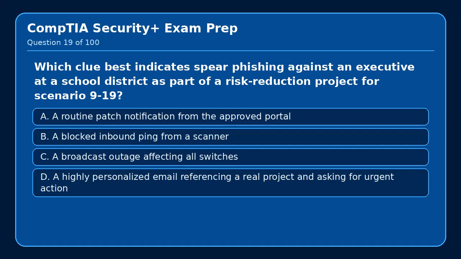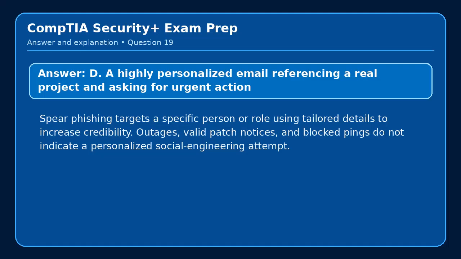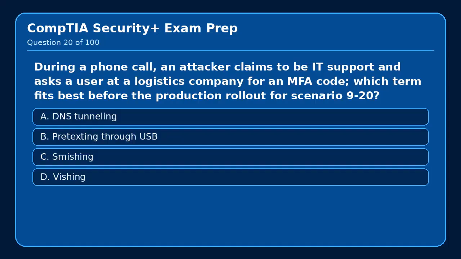Question 20. During a phone call, an attacker claims to be IT support and asks a user at a logistics company for an MFA code. Which term fits best before the production rollout for scenario 9 to 20? A. DNS tunneling. B. Pretexting through USB. C. Smishing. D. Vishing. The answer is D. Vishing. Vishing is voice-based social engineering that uses phone calls to manipulate victims.